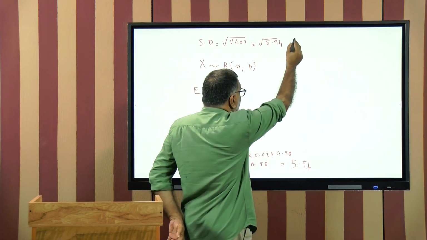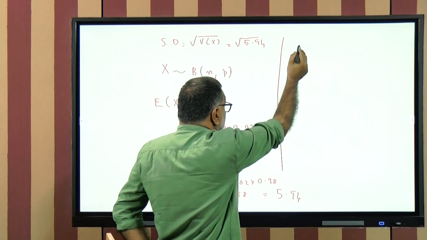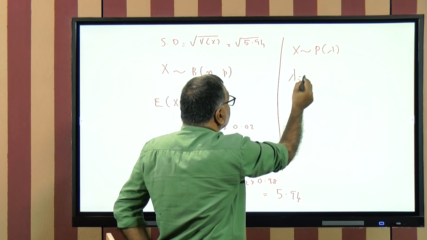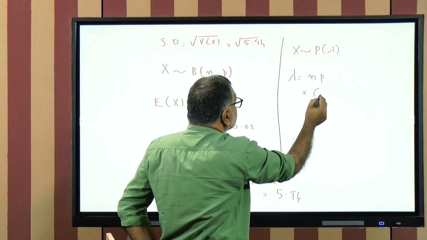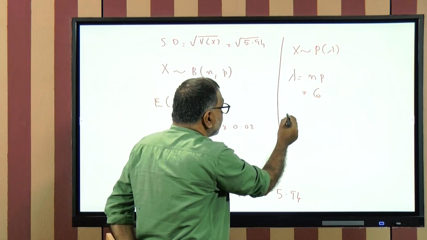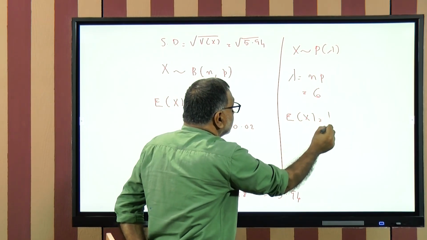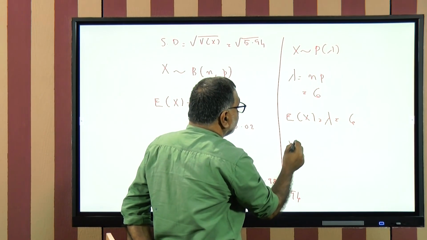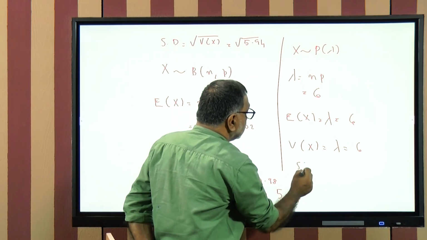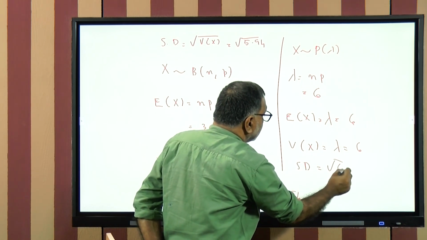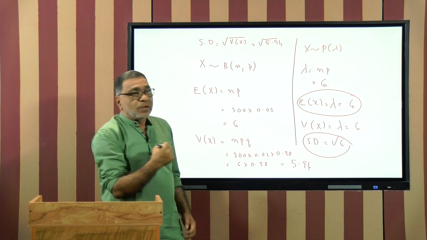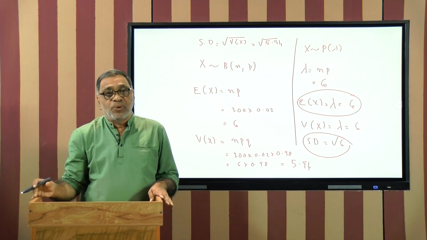Suppose we are using the Poisson approximation. X follows Poisson with lambda, and we already have lambda equal to np, obtained as 6. For a Poisson random variable, we know mean is equal to lambda, expectation of x is equal to lambda, so this is 6. And for the Poisson random variable, variance is also lambda, that is again 6. So standard deviation is equal to square root of 6. This is the standard deviation and this is the mean of the random variable if we assume Poisson distribution.